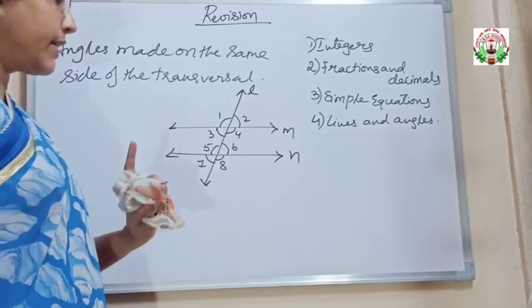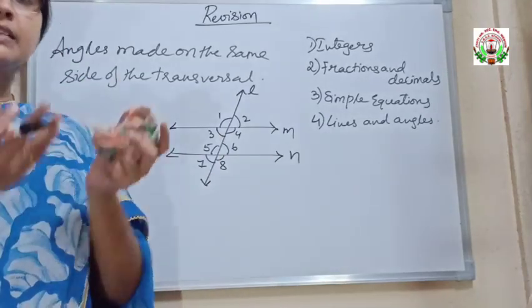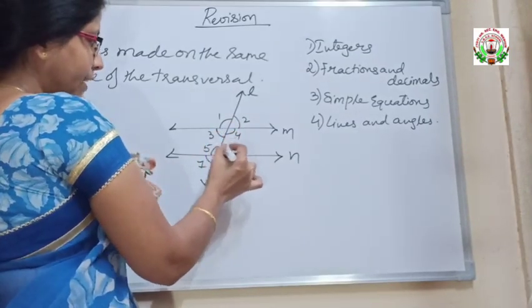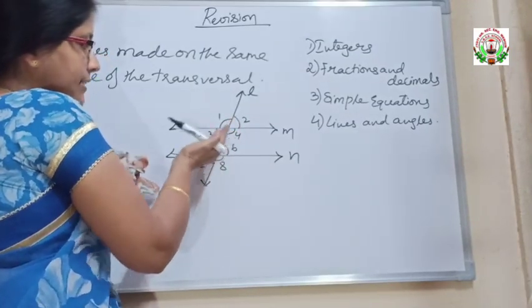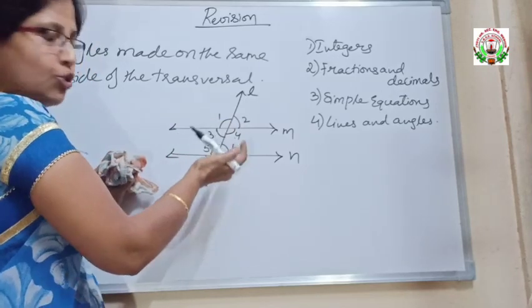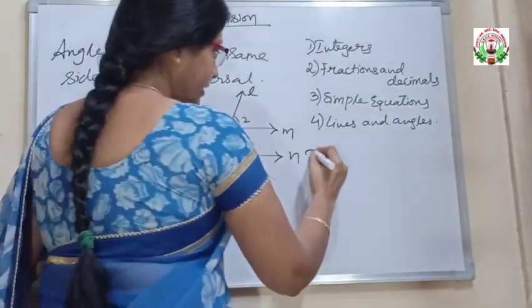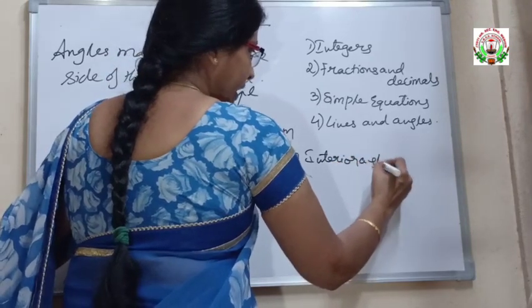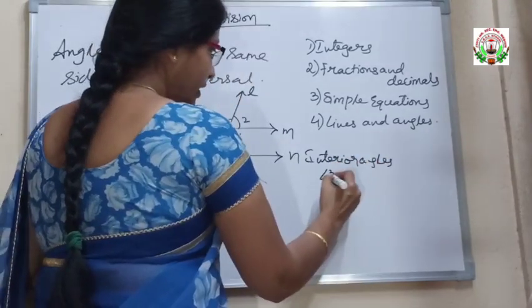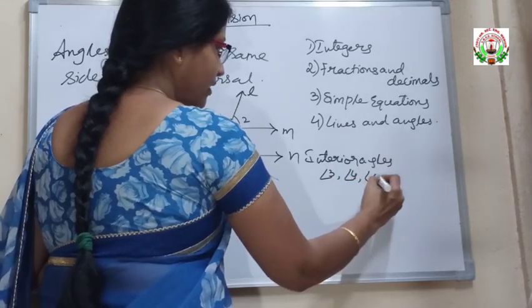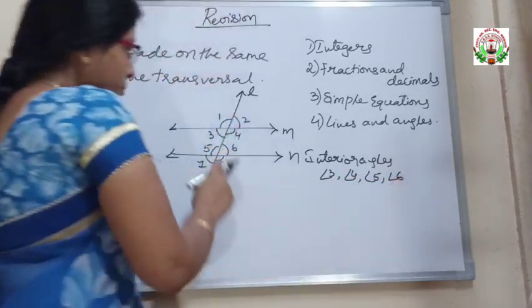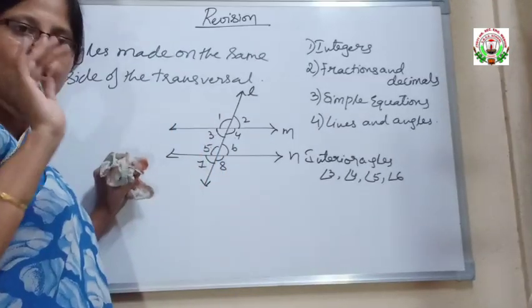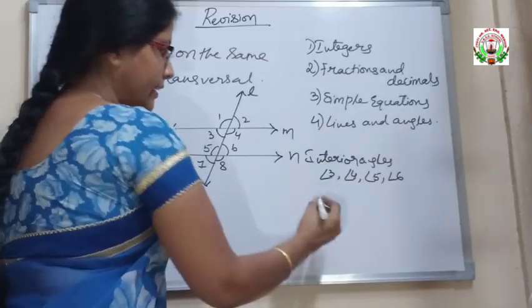The first one is interior angles, meaning inside angles. Inside angles are 3, 4, 5, 6 because these angles are inside the two lines. So interior angles are angle 3, angle 4, angle 5, angle 6, because they are inside the two parallel lines.